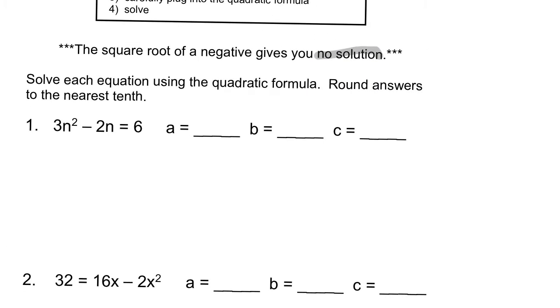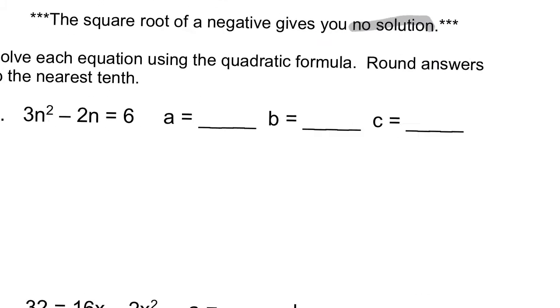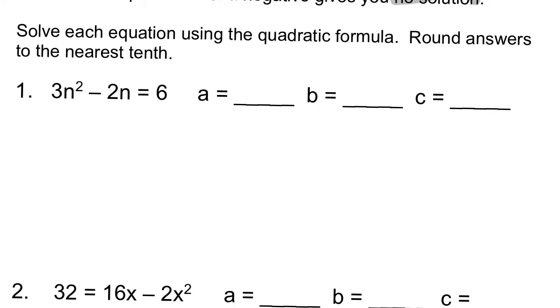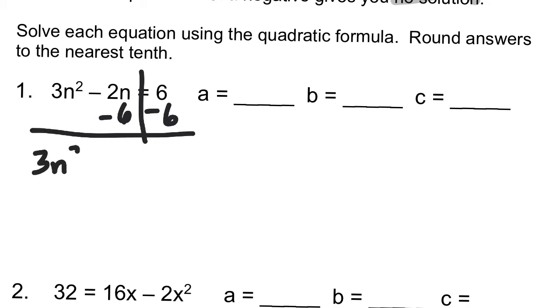Solve each equation using the quadratic formula. Round answers to the nearest tenth. Let's look at number 1 first. Notice that it is not in standard form. So to put it in standard form, we'll subtract 6 from each side. So we'll have 3n squared minus 2n minus 6 equals 0.